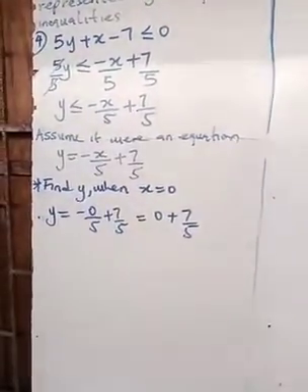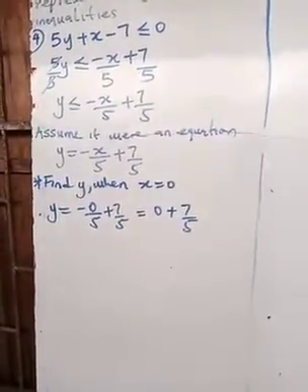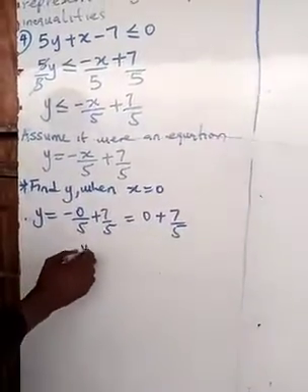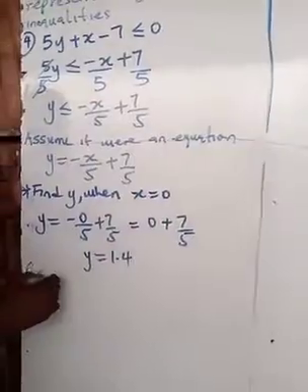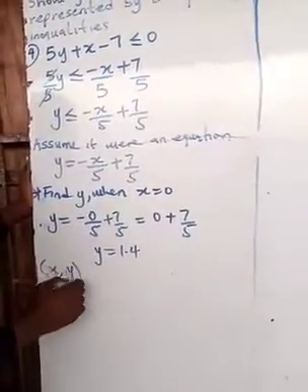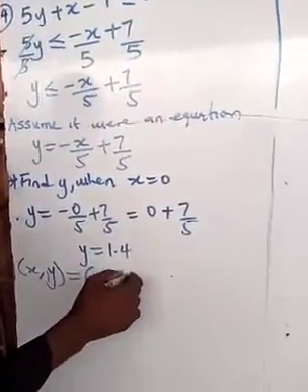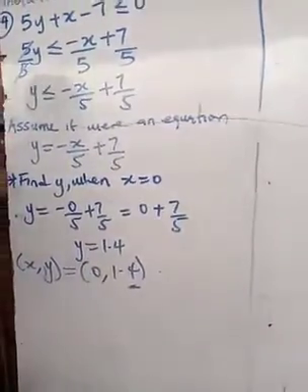And what's 7 over 5? 7 over 5 is 1.4. So that means y is 1.4. So that means when x is 0, y is 1.4.